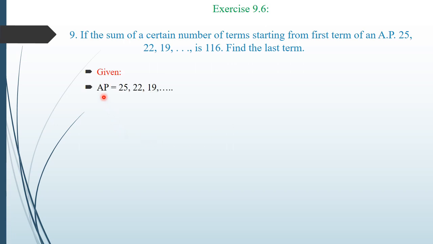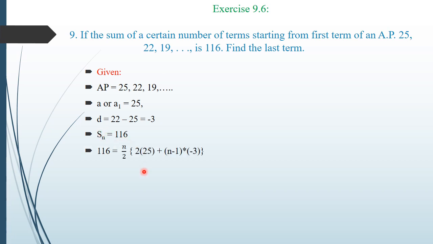We have been given an AP, that is 25, 22, 19 and so on. In this, the first term a or a1 is 25 and the common difference d is equal to 22 minus 25, that will give me minus 3. Now he has also given us that the sum of n terms, that is Sn, is equal to 116. We need to calculate the value of n here.